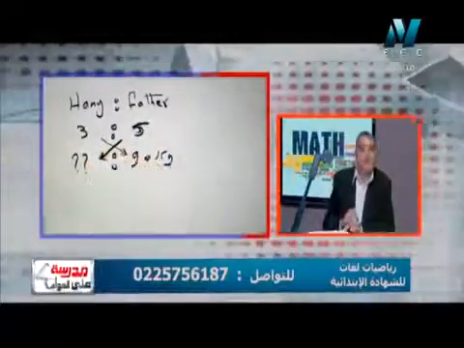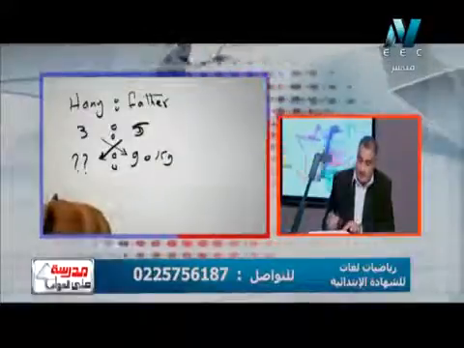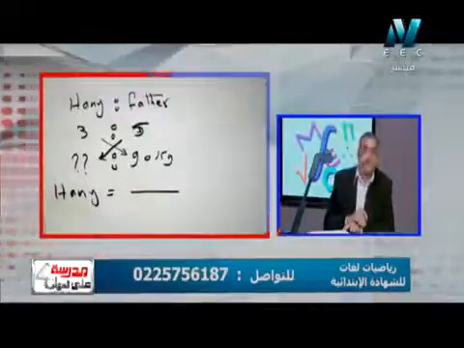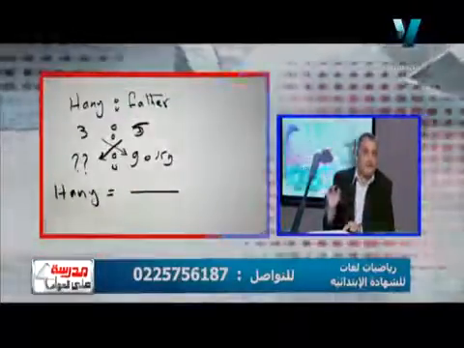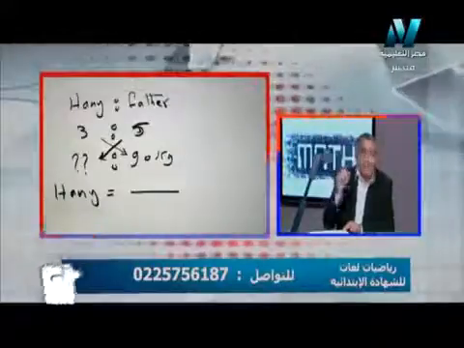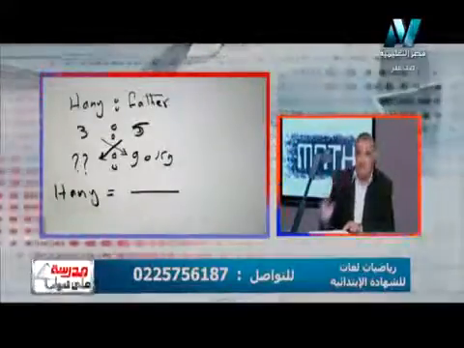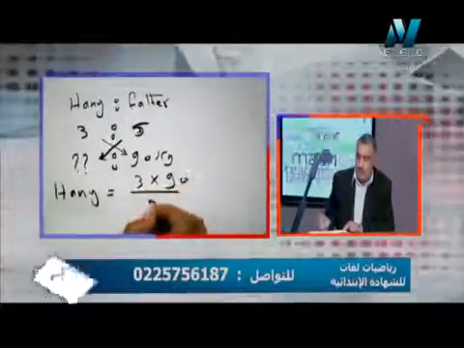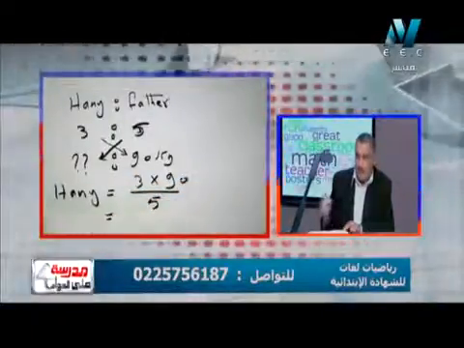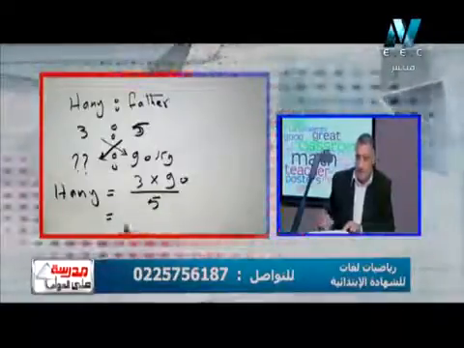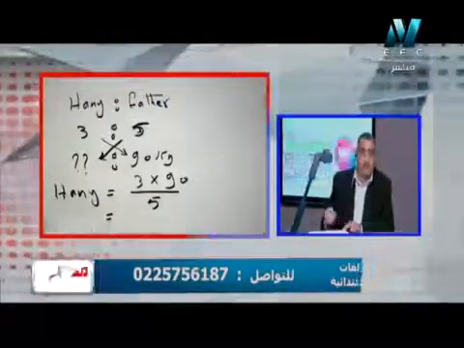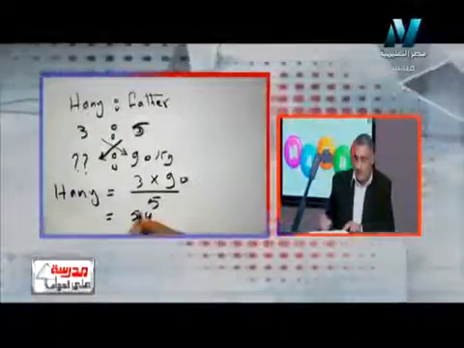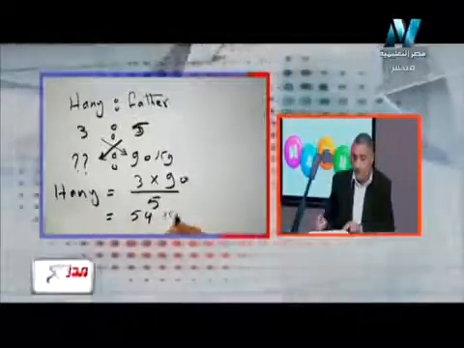The father's weight. Hani's weight equals. Just apply our rule: the product of means equals the product of extremes. 3 times 90 over 5. I think you can use your calculator to get the result. Hani's weight equals, I think, 54 kilograms.